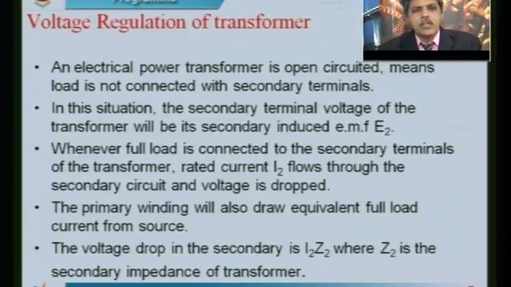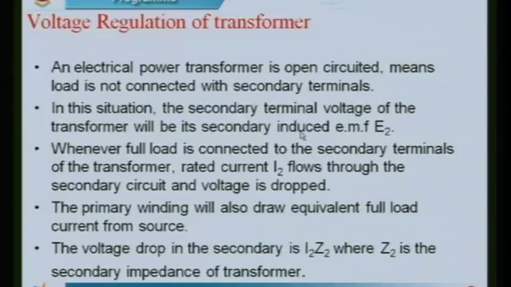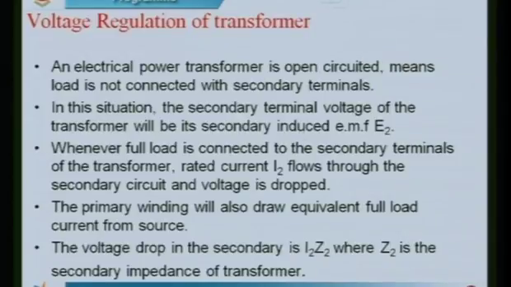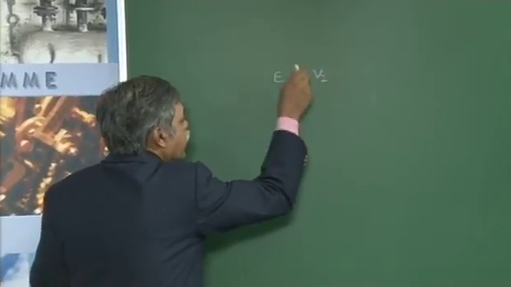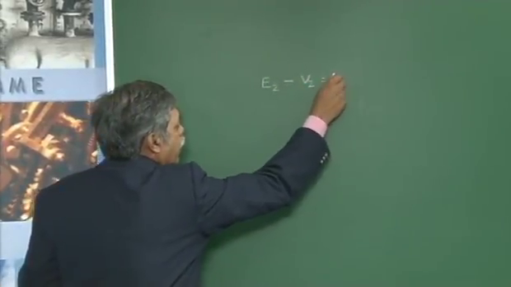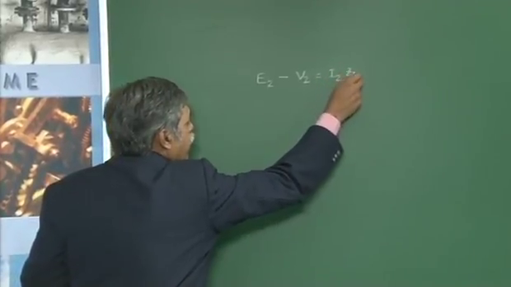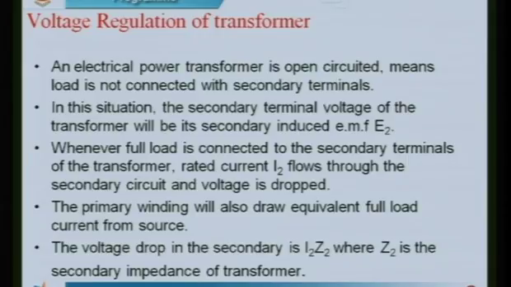Now if I consider the two voltages, the induced EMF in the secondary winding can be represented by E2, and the terminal voltage will be represented by V2. So under load condition, there will always be a difference between the induced voltage E2 and the secondary terminal voltage V2. This difference we call the voltage drop in the secondary winding, given by I2Z2. Now the load on the transformer can continuously increase.